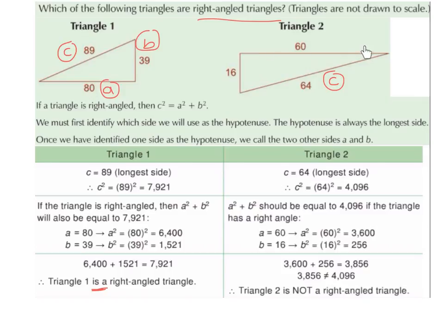So I'm going to label the 60 as A. So I have A equals 60, so A squared equals 60 squared, which equals 3,600. I'm going to label the 16 as B. So b is equal to 16, so b squared is equal to 16 squared, which is equal to 256. I'm going to add these two together to get 3,856. And 3,856 is not equal to 4,096, so triangle 2 is not a right angle triangle.